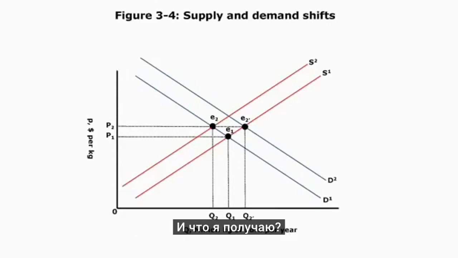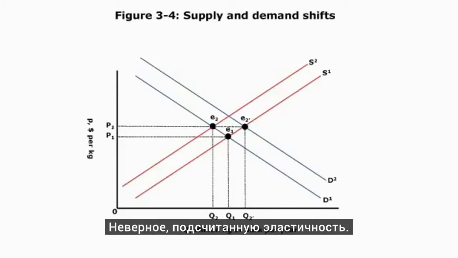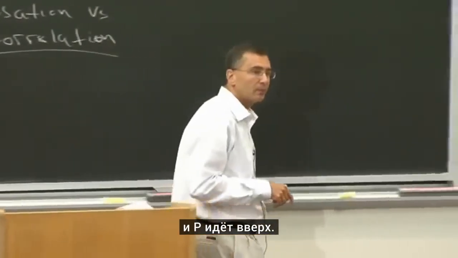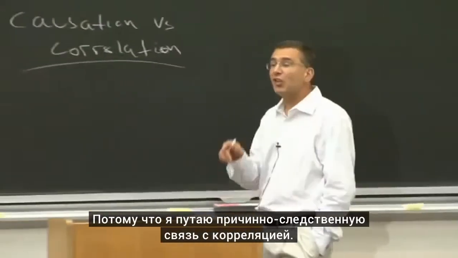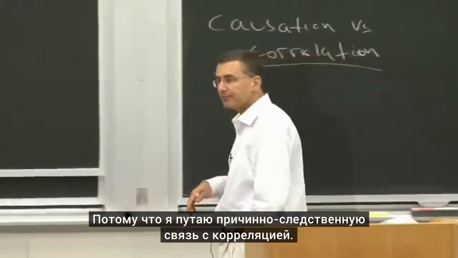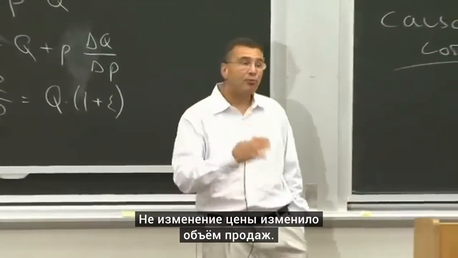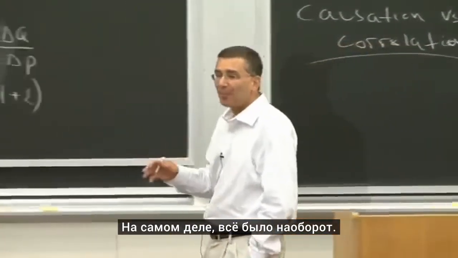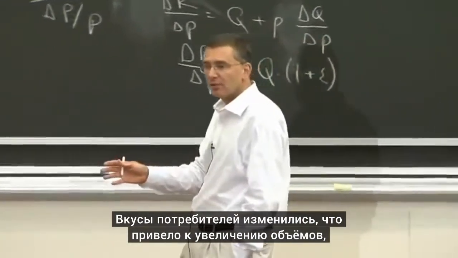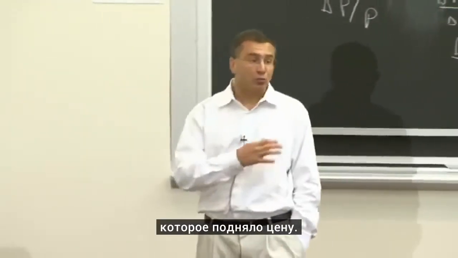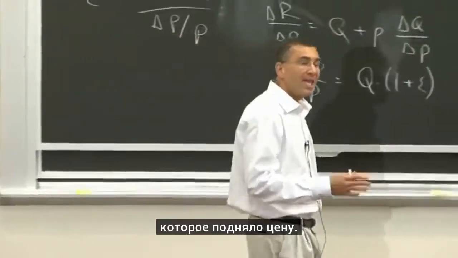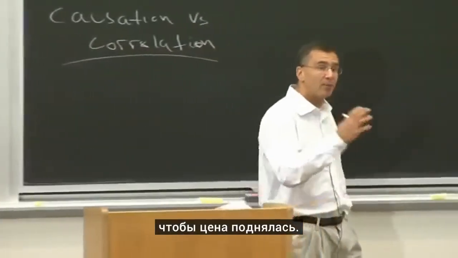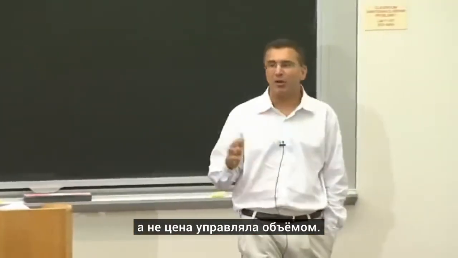And what do I get? A wrong-signed elasticity is what I get. I get a positive elasticity because Q's going up and P's going up. Why? Because I'm confusing causation with correlation. It's not the price change that caused quantity to change. In fact, it's the opposite. It's a taste shift which caused the quantity increase, which drove up the price. It was a demand increase which caused the quantity demanded to increase, which drove up the price. So it's the quantity driving the price, not the price driving the quantity.